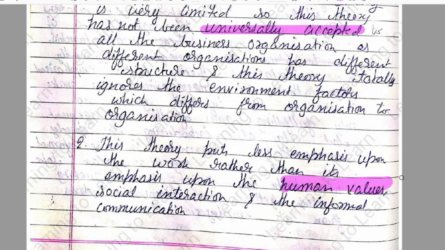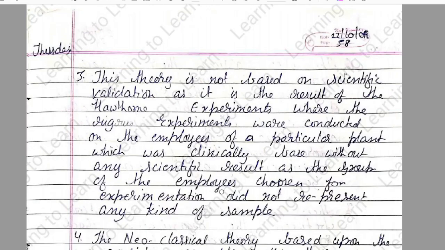So here, yes, this was a problem with this theory, that it gave much of an emphasis on human values and social interaction, communication, social system, informal organization as compared to the formal one.